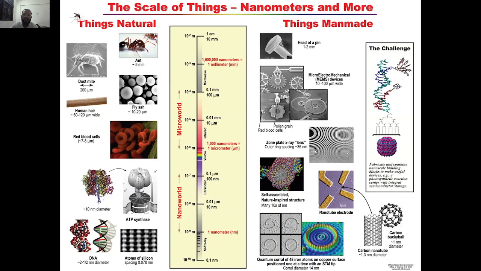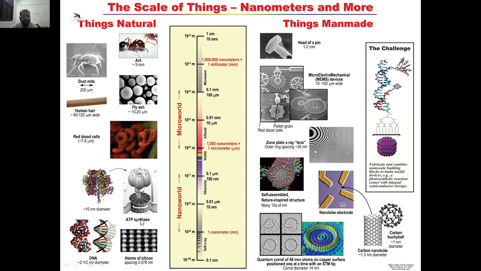So next we have the comparison. Next, we have the zone plate X-ray lens, which is prepared as a man-made thing. For that, the spacing from one ring to another ring is nearly 35 nanometer. So if you compare that with any kind of molecule which is naturally available, we have ATP synthase.